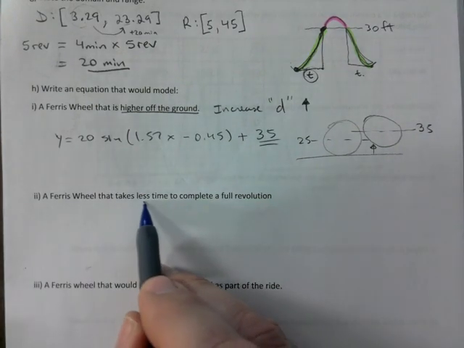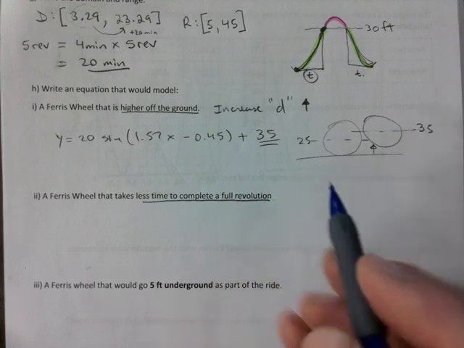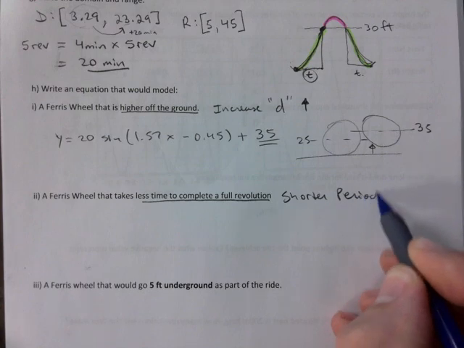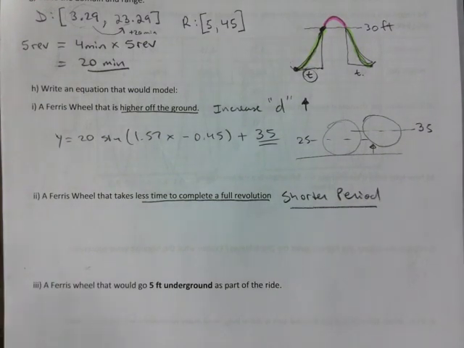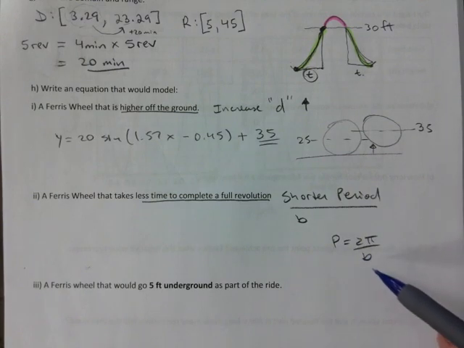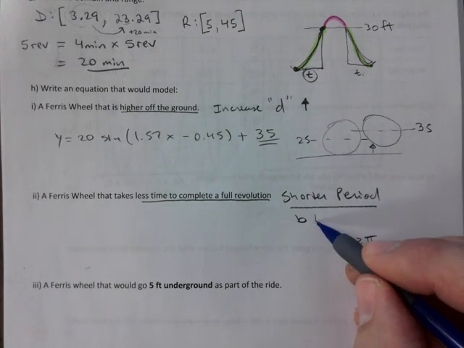A Ferris wheel that takes less time to complete a full revolution. What does that mean? It actually means a shorter period, right? And what do you change to affect the period? Which letter? A, B, C, or D? B. Yes, B. What do you need to do to B? Up or down? Think of this. Period is 2 pi over B, right? The bigger this number is, the smaller your period will be. So we need to increase.